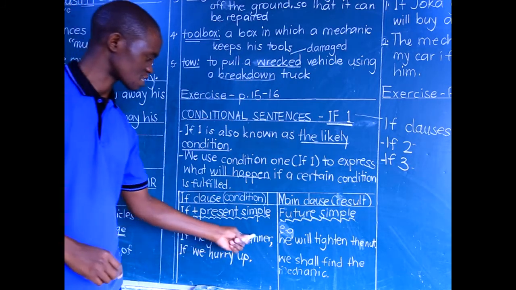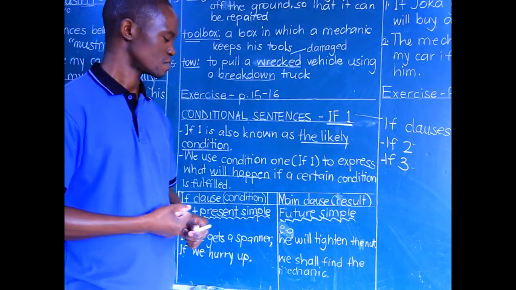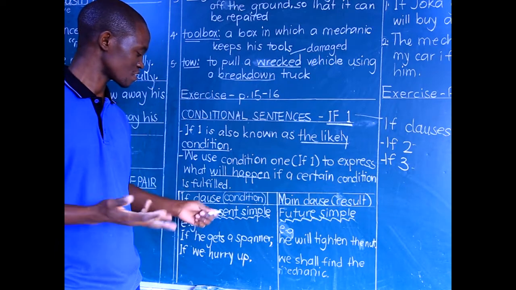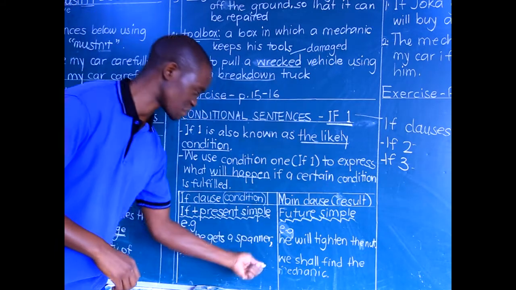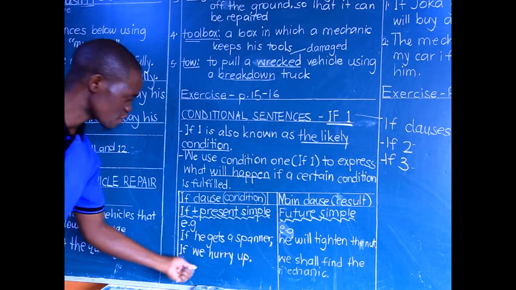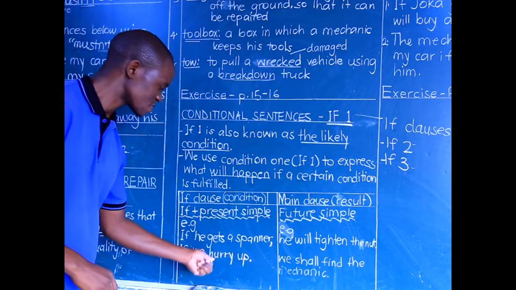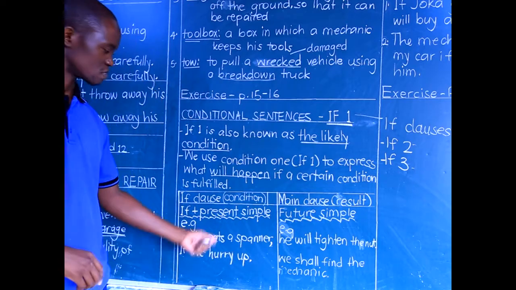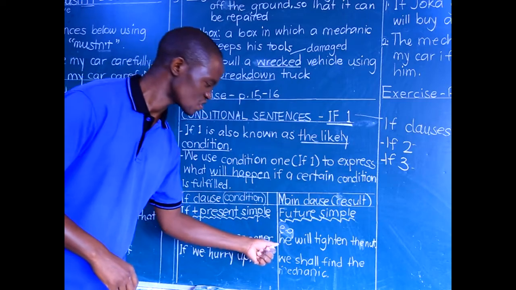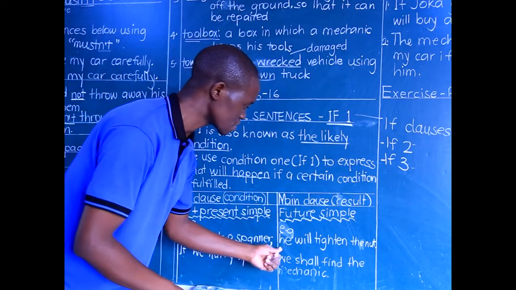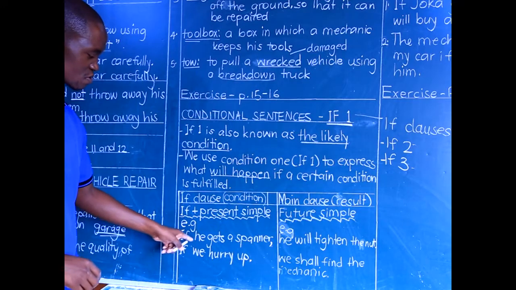If he gets a spanner, that's an example of an if clause of a sentence. If he gets a spanner. Next, if we hurry up. Each of these clauses or each of these words talked about in the if clause has its way, or the best way we can complete it in the main clause. So how do I complete a sentence of this kind?